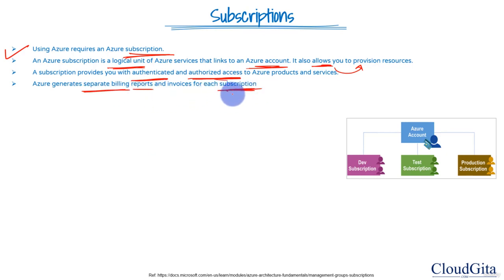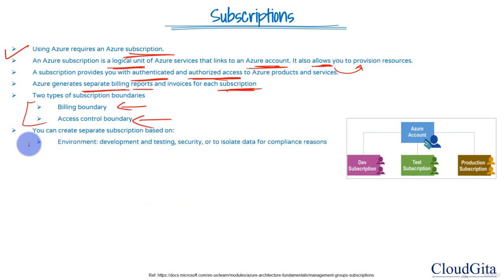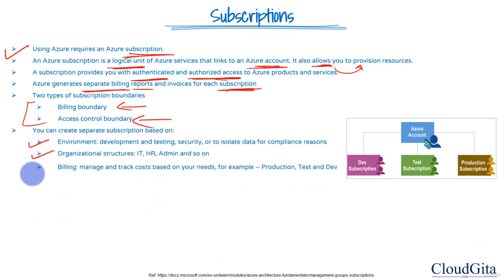So if you have 5 subscriptions, you are going to get 5 different reports, 5 different billings. And you can define the boundary for billing and for access, as we just discussed. You can restrict those things, right? And you can create a separate subscription based on the environment, based on the organization, based on the billings. As we just discussed, using subscription, you can put more access control. So there may be sensitive data which you do not want a particular team to access, right? So you can restrict that in your subscription, right?